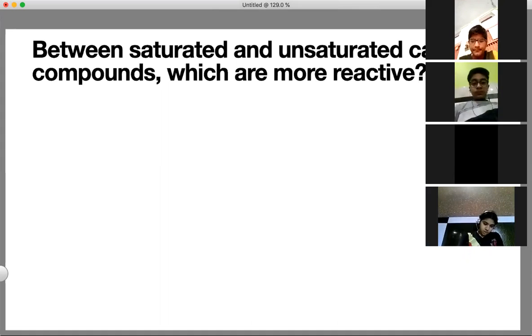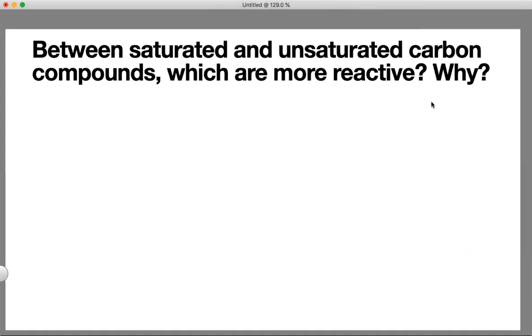Okay, so let's get started. Others will join when they can. This was the last question we were discussing yesterday, about saturated and unsaturated compounds and which are more reactive. We have to remember that the unsaturated compounds are more reactive, because breaking these bonds takes less energy than breaking the main primary bond between the C.